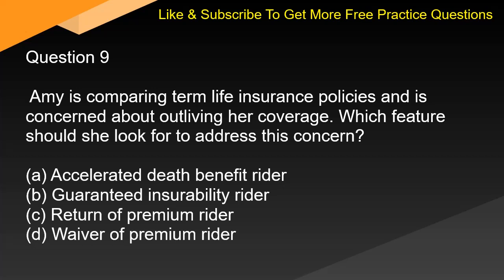Question 9. Amy is comparing term life insurance policies and is concerned about outliving her coverage. Which feature should she look for to address this concern? A. Accelerated death benefit rider. B. Guaranteed insurability rider. C. Return of premium rider. D. Waiver of premium rider.